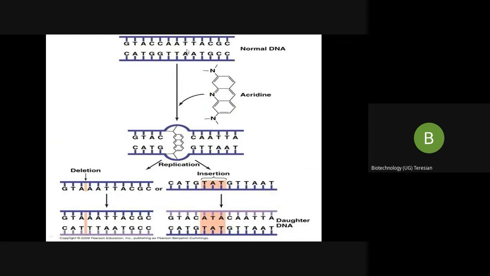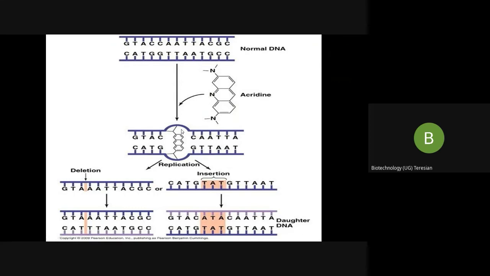Okay, so if this is a normal DNA, suppose there is an interference from this chemical, acridine. What happens is, see, this is a flat, broad structure. It has gone and bound in between the C and C here. Since this acridine is bulky, you can see that there is a deviation in the DNA.